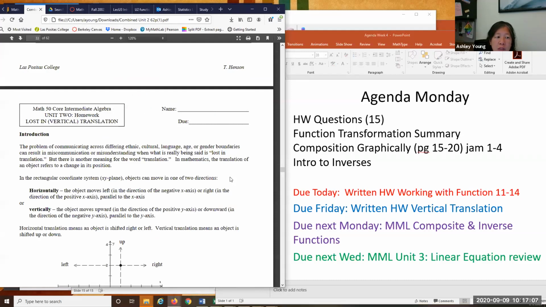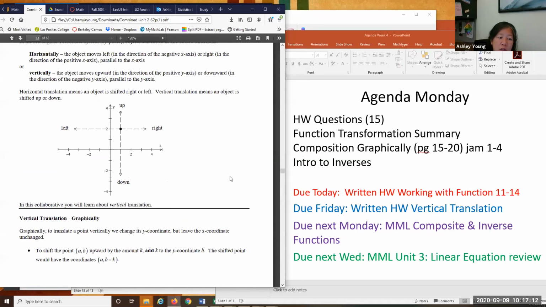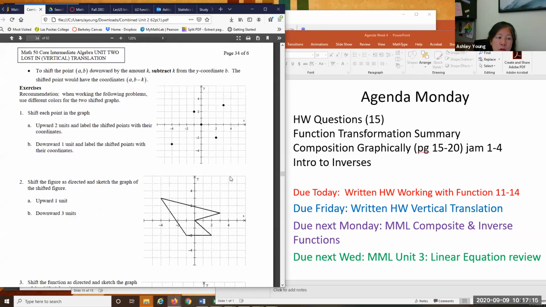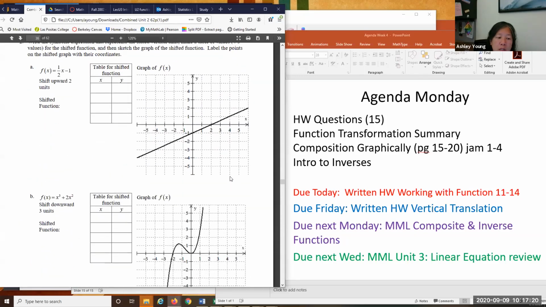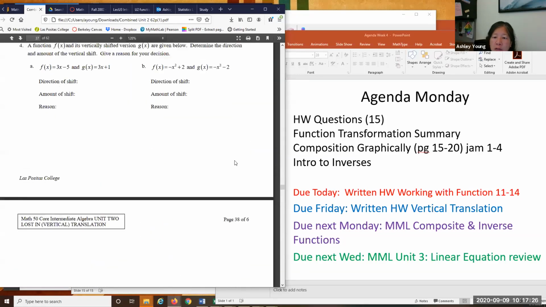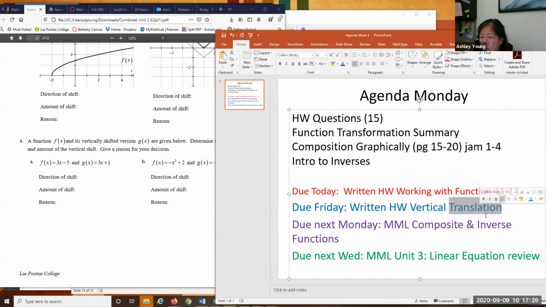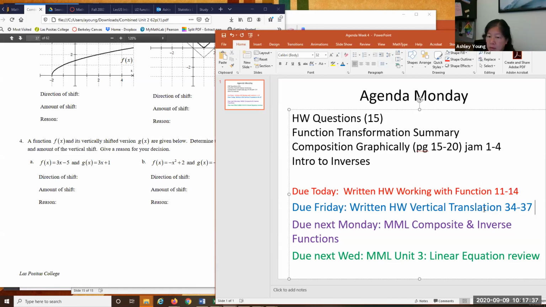There it is. So this one is page 33. Well, you don't really need to turn in 33 because there's nothing you did in 33. So I need pages 34, 35, 36, 37. Those are the pages I need for that one. Which one's that for, Mrs. Young? That's the vertical translation that's due on Friday. So pages 34 through 37 you need to turn in on Friday.